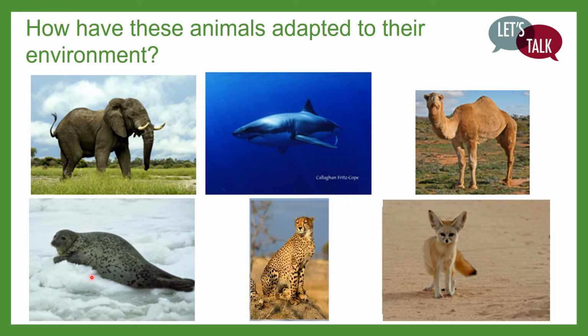I wonder though, what if each of these animals didn't have these particular characteristics. What would happen to them? What if this cheetah didn't have its spots? What if this seal didn't have all that blubber? And what about these ears? What would happen if this animal didn't have his ears so big?